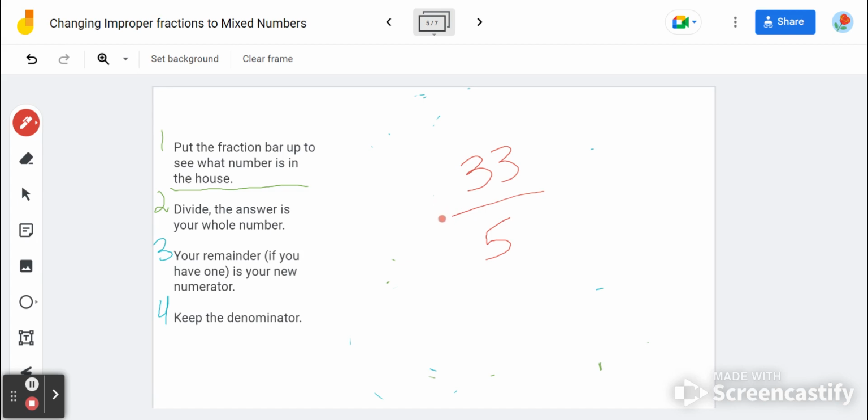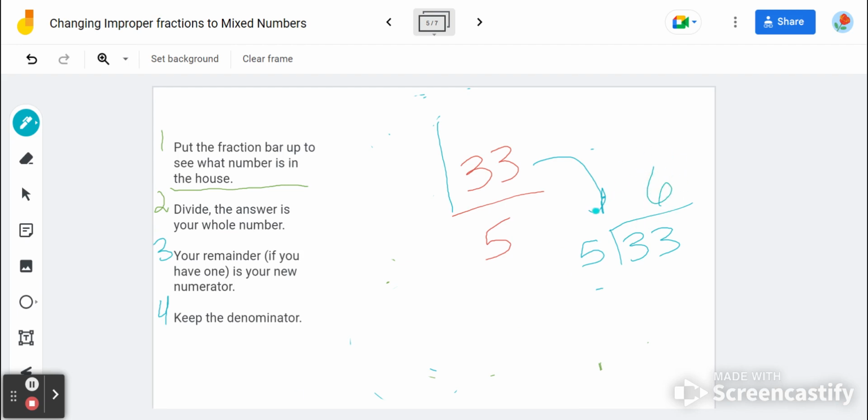So I put my line up to show what is in the house. So 33 is in the house, divided by 5. And you'll get to a point where you don't have to do this step. You'll just know, okay, 33 divided by 5, how many 5's are in 33? And then that's going to be your whole number. So 5, 10, 15, 20, 25, 30. Oh, 35 is too much, so it goes in 6 times.